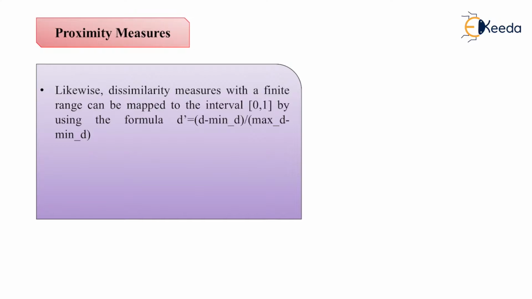Likewise, dissimilarity measures with a finite range can be mapped to the interval 0 to 1 by using the formula d' = (d - min(d)) / (max(d) - min(d)). It is the same; there is no difference basically. When we are working with similarity measures and when we are working with dissimilarity, the proximity measures are the same, we are just dividing by the max minus min.